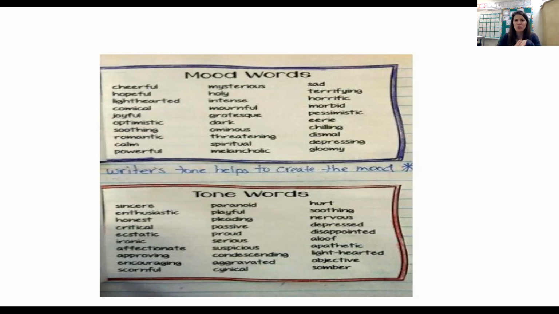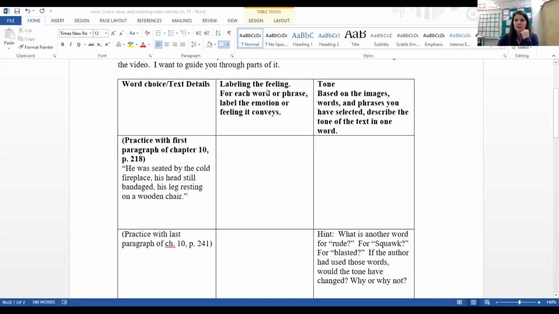Those are some ideas. You don't have to pick from that particular list. You might be able to come up with a better word than what is in here. And actually, in the box that you have there, I do want more than one word. The last box for tone asks for one word, but this one says to label the feeling for each word or phrase, label the emotion or feeling it conveys. I would like you to describe it.